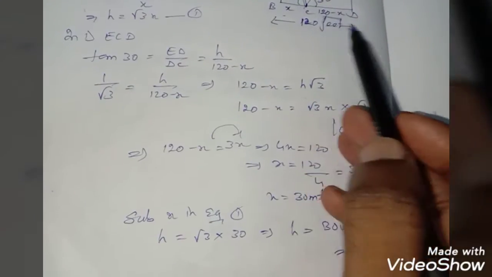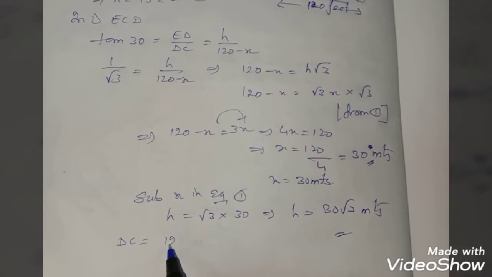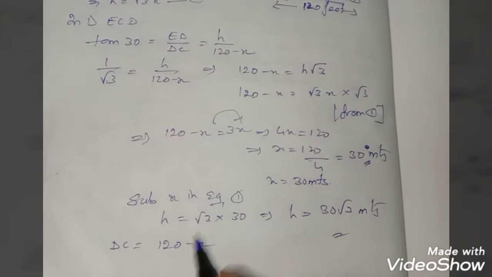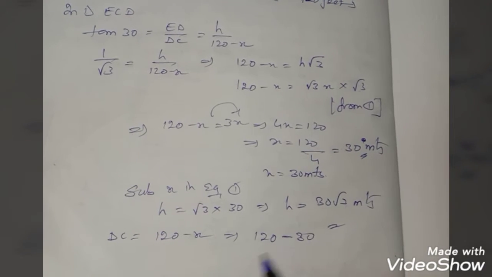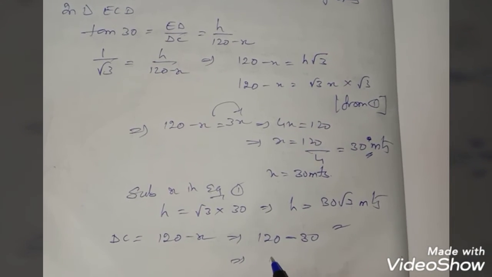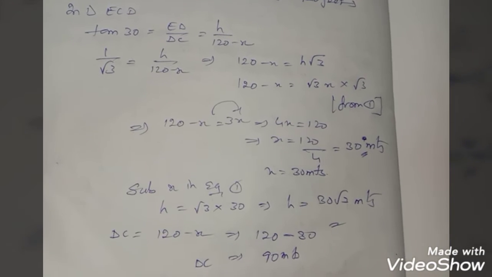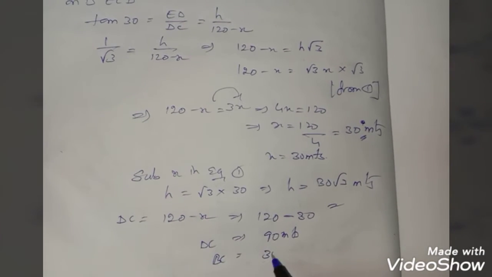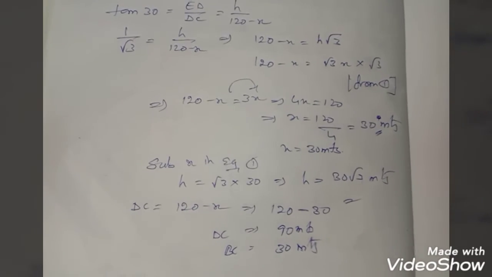After that, you have to find the distance of DC also. So DC is equal to 120 minus x, where x is equal to 30. So I can write 120 minus 30, which is nothing but 90. So here DC is equal to 90 meters and BC is equal to 30 meters. So overall you will get 120 meters.